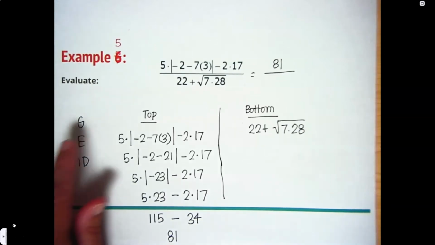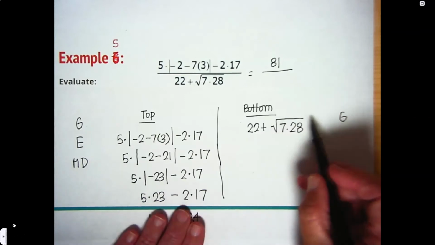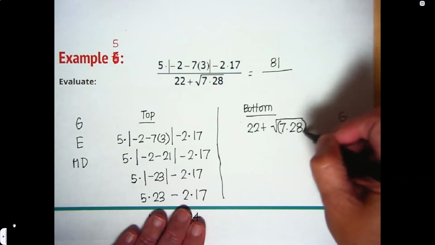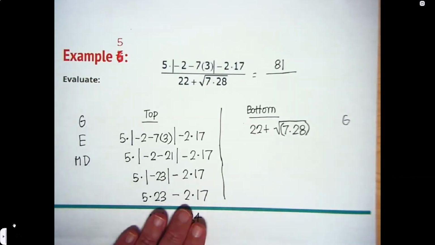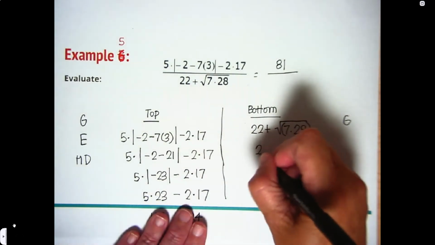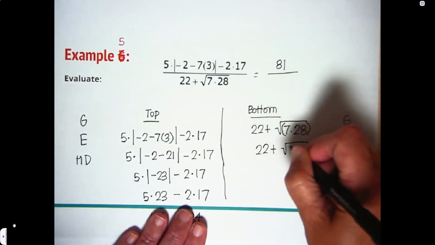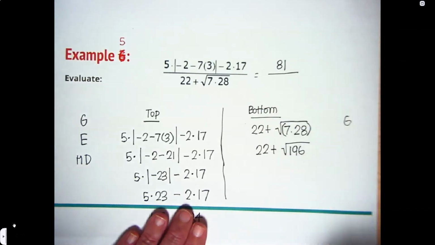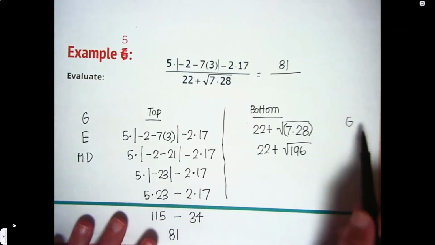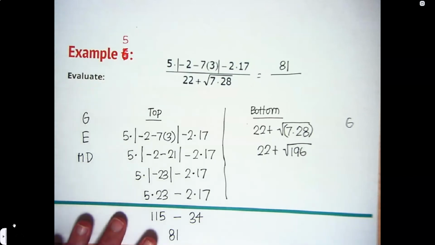On the bottom, do we have grouping symbols? And the answer is yes. This square root is acting as a grouping symbol because we need to do 7 times 28. We need to do what's inside of it. So that would be our first move, 7 times 28. That is 196. So this is going to become 22 plus the square root of 196. Now at that point, you're done with your grouping symbols because you have 7 times 28 down to one number.